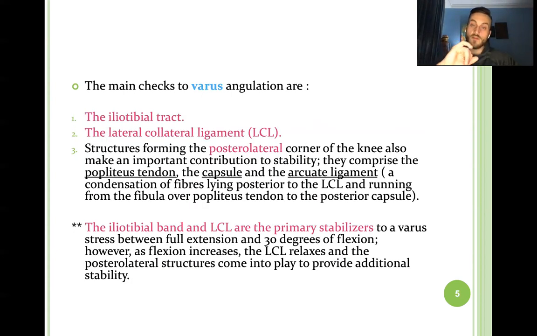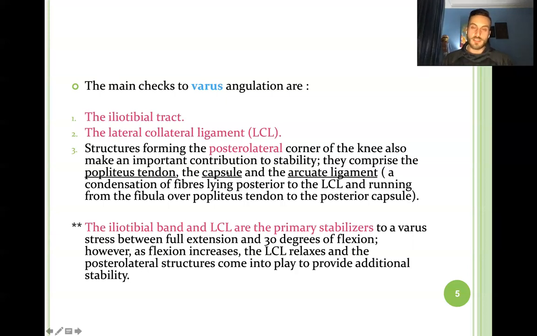The other way around, if you have a varus stress, which is pushing the distal part, the leg, inward, you might get an LCL injury, lateral collateral ligament, iliotibial band problems. The posterior lateral corner is very important, we have to keep it in mind, which includes the popliteus tendon, the capsule, the arcuate ligament, and the ALL, the anterior lateral ligament. These ligaments prevent varus stress to the knee.